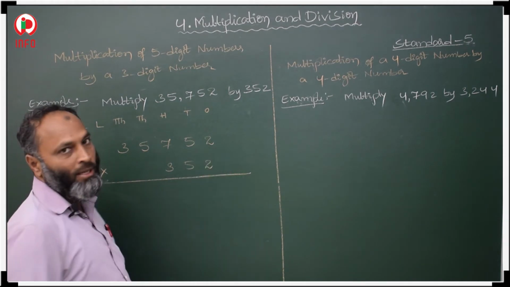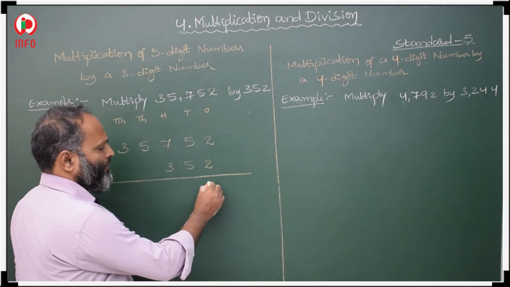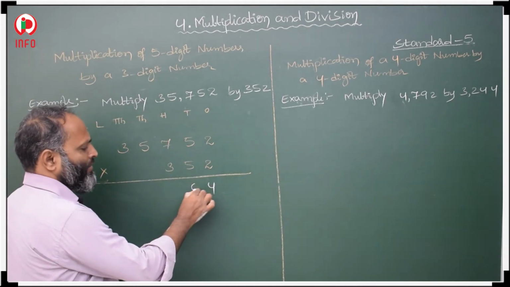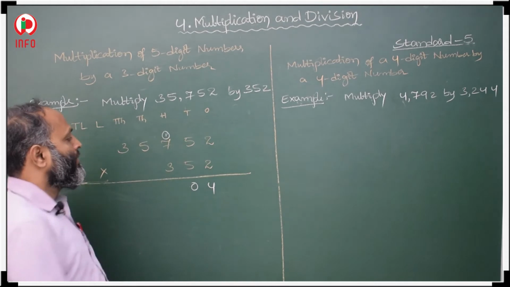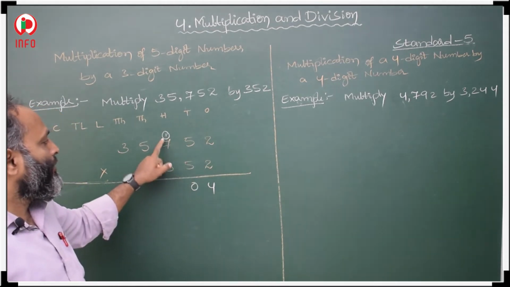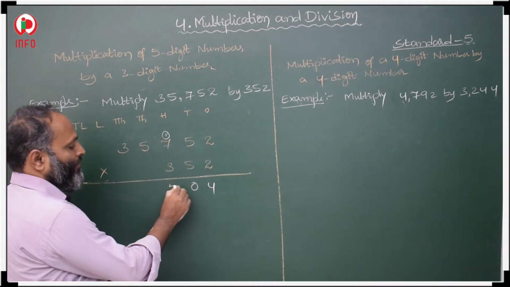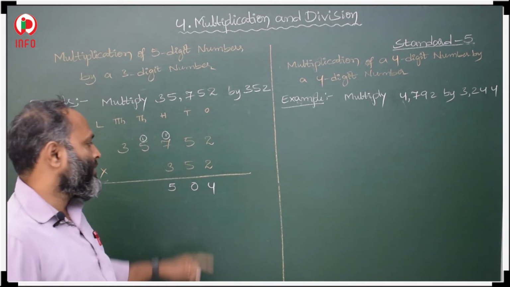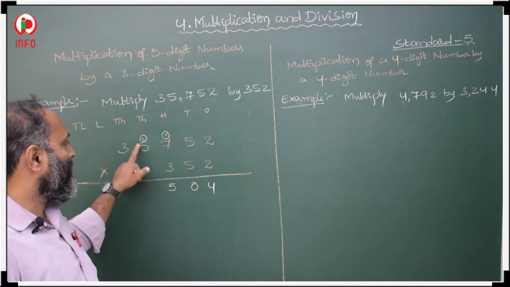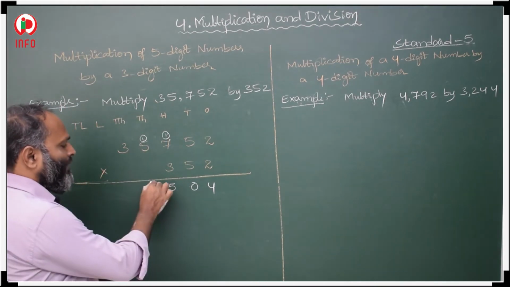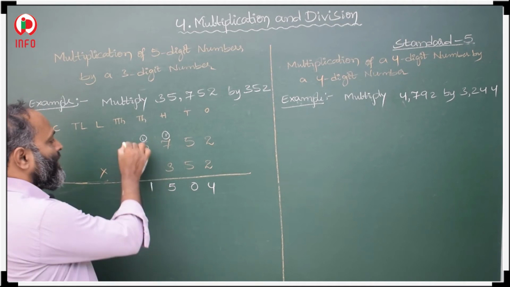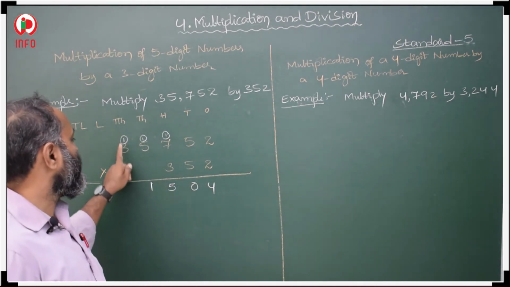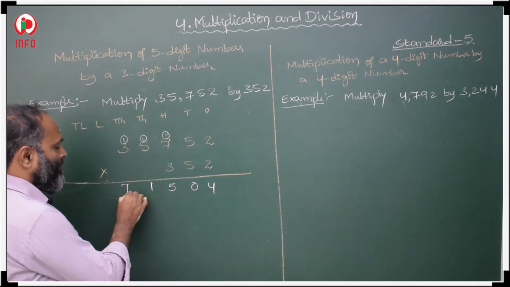2 with the 2 in the units place. 2 2s are 4. 2 5s are 10. 10 means 0 in tens and 1 in hundreds. 2 7s are 14. 14 plus 1 is 15. 15 means 5 in hundreds and 1 in thousands, carried over to the thousands place. 2 5s are 10. 10 plus 1 is 11. 11 means 1 in 1000 and 1 more in 10,000. 2 3s are 6. 6 plus 1 is 7.